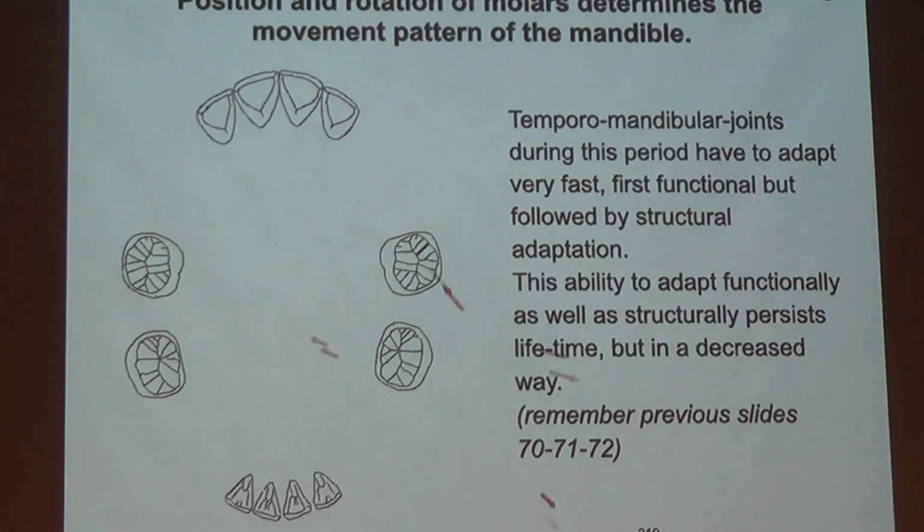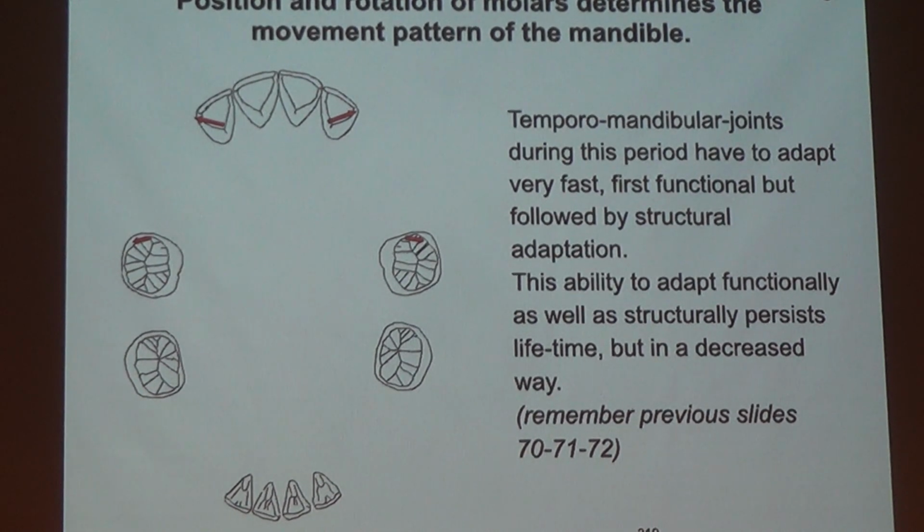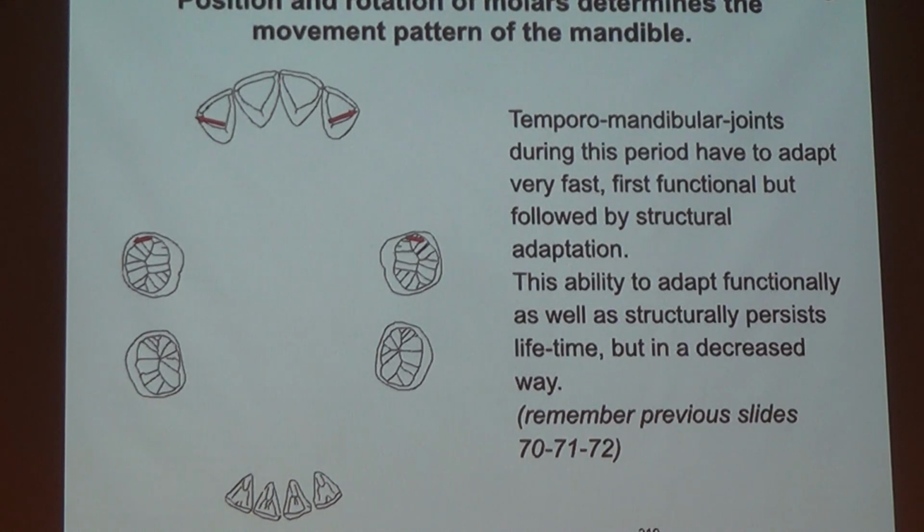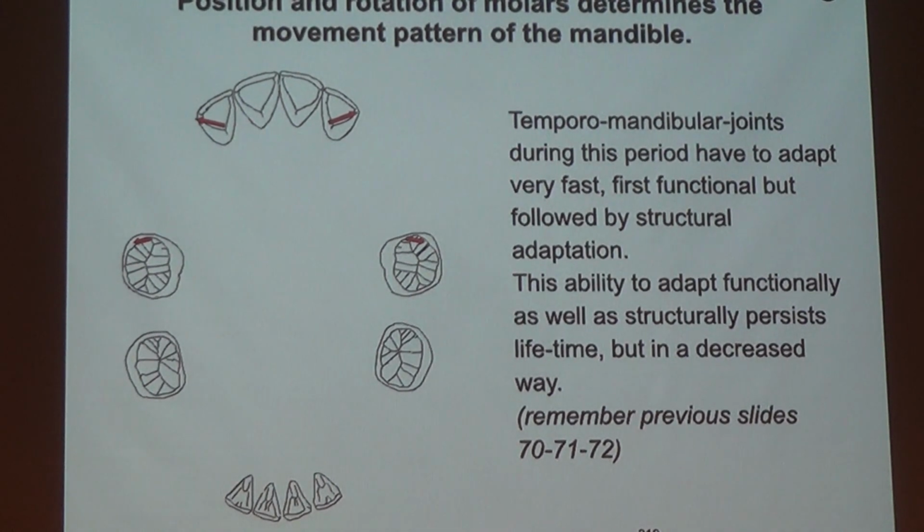Now, let's talk about this, which is a very important thing. From about 5 to 6 years of age, we don't have bicuspids, but we have molars and incisors. Do we have guidances on deciduous dentition?